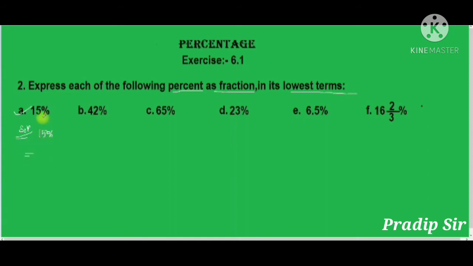In the solution, 15%, then 15 by 100. First you will write 100 in the denominator and the numerator will be 15. Now it is in fraction form, right? But according to the question, it is percent as a fraction in its lowest terms, so we will convert it into lowest terms. If you divide by 5, 15 by 100 becomes 3, and 100 becomes 20. So now it is in the lowest form, right? So write 3 by 20.